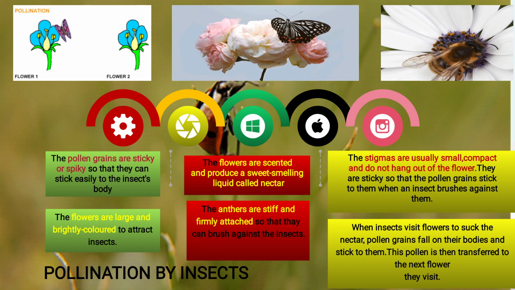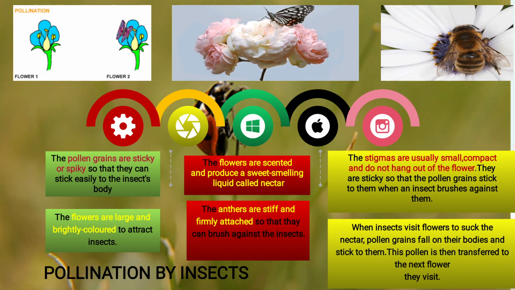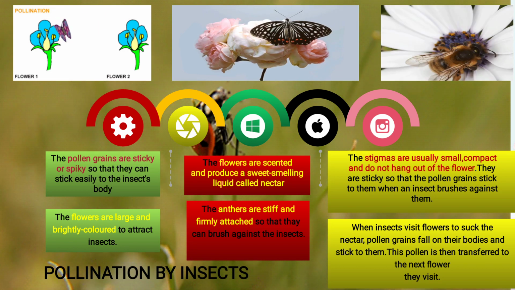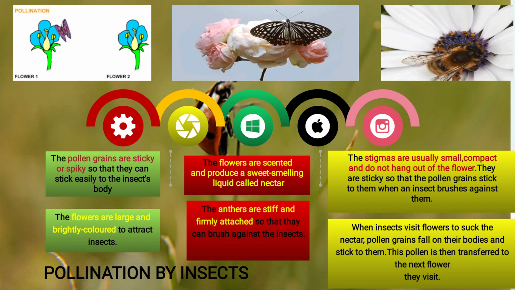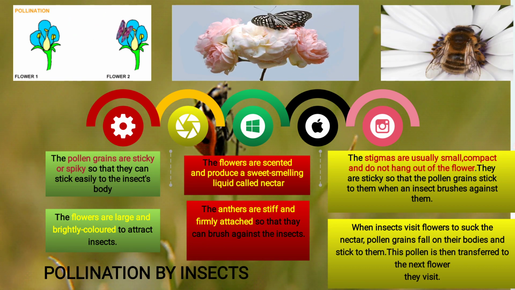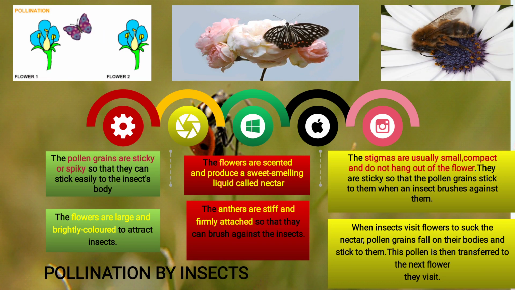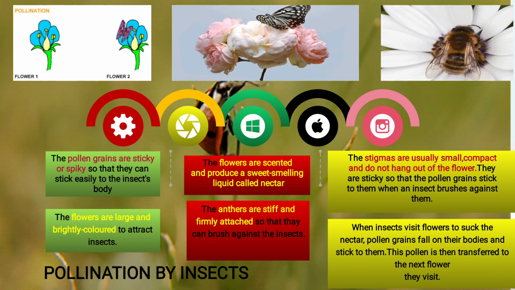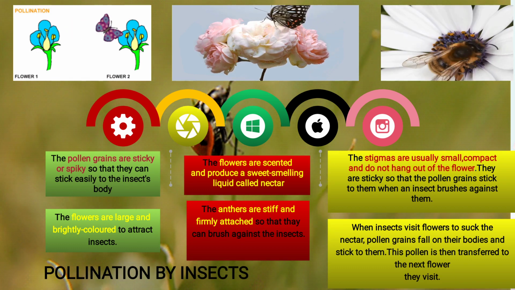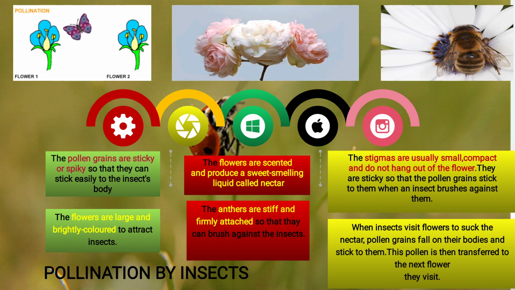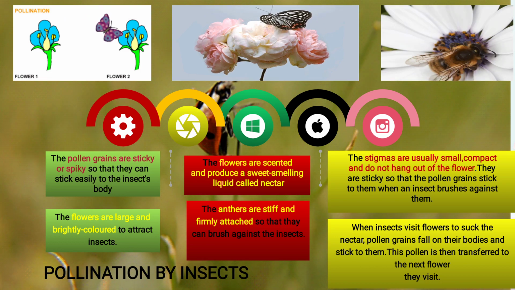When insects visit flowers to suck the nectar, pollen grains fall on their bodies and stick to them. This pollen is transferred to the next flower they visit. Then again, when the insect visits another flower, the pollen grains will get detached from their body and go to the stigma and fertilization will take place. So this was the pollination by insects.